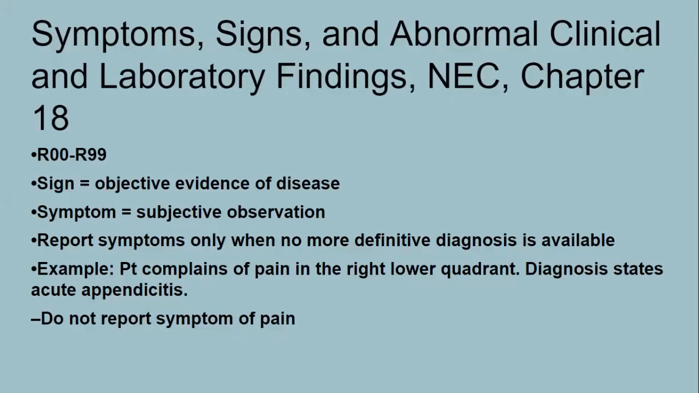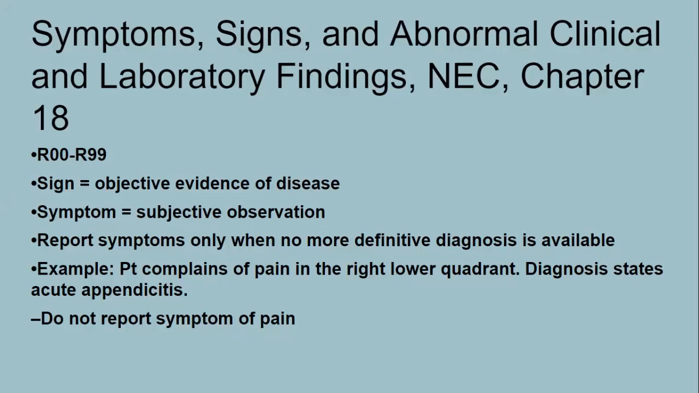Symptoms, signs, and abnormal clinical and laboratory findings, not elsewhere classified, chapter 18, R00 to R99. Sign equals objective evidence of the disease. Symptom is a subjective observation, what you can see with your eyes. Report symptoms only when no more definitive diagnosis is available.